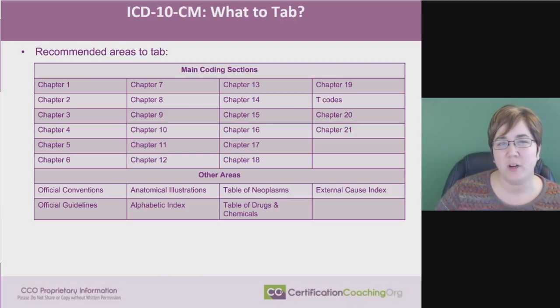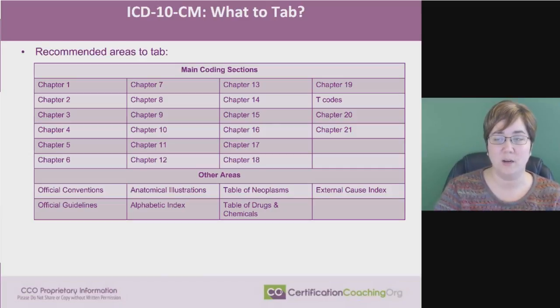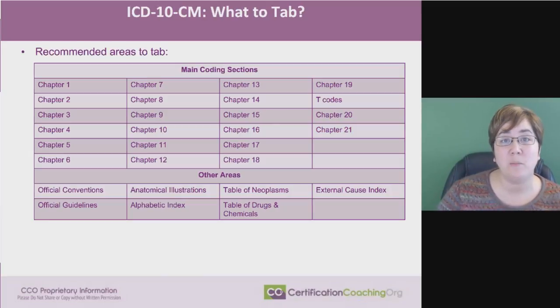That section is very large and it runs through S00 through T88. So what I would recommend is actually putting a tab at the beginning of chapter 19 where the S codes start, and I would put a second tab at where the T codes start, just because I find that makes it a little easier for me when I'm working through the manual. Trying to flip through that whole big section, it helps to have a little divider partway through.